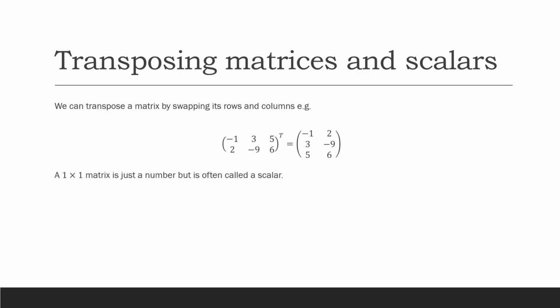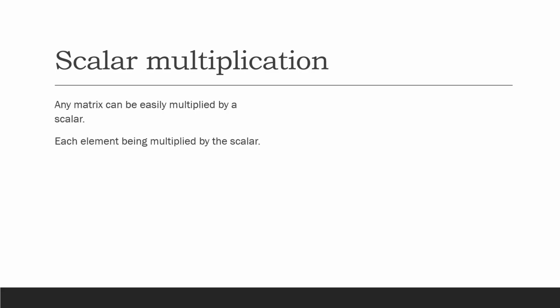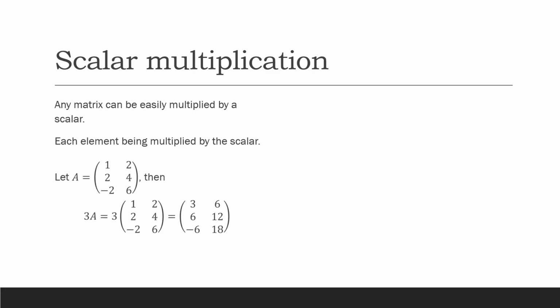Okay. Now we could have a matrix which is just 1 by 1, and that's just a number, isn't it? And we call it a scalar. Okay, and they, as I said, capital letters. Scalar multiplication is trivially easy. Each element in a matrix gets multiplied by the scalar. So for instance, if we have this matrix A here, doesn't matter about the shape, and we try to do 3 times A, we multiply all the elements by 3. That's all there is to it.